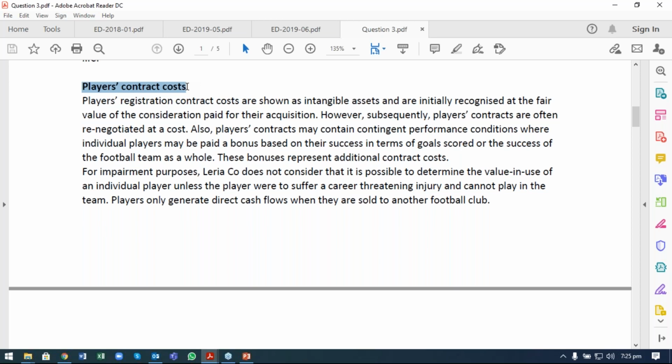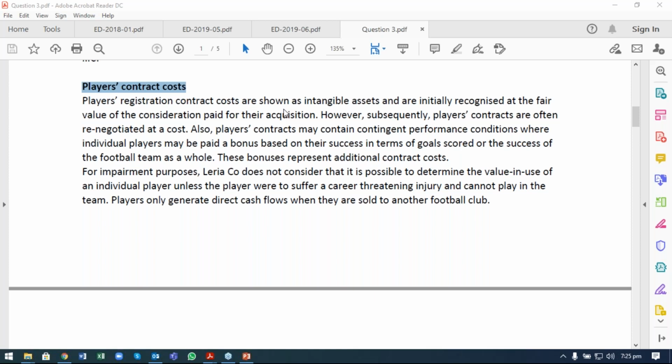What is player contract cost? There are many football clubs hiring football players for a certain period of time. So under which standard do you think? I'm just asking a question. All of you can answer me within this question answer dialog box: under which accounting standard should these be accounted for?